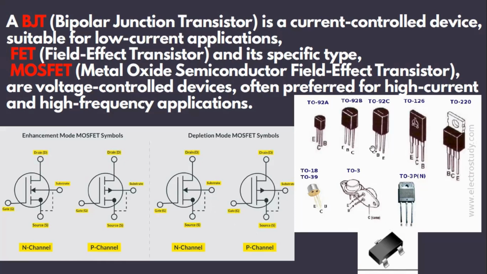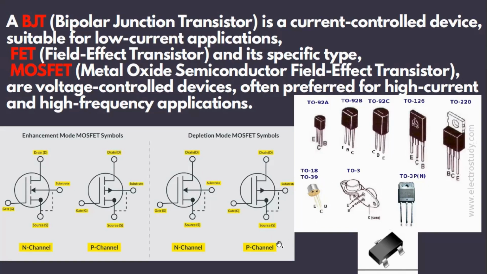One more very important thing on the right-hand side is the packaging of the transistor or MOSFET. Different names are given to different packages. The first, very popular package is TO92. Then you have TO92B, a little bigger, and so on. The next very popular ones are TO220 and TO3, the old type, like the 2N3055 transistor. TO18 and TO39 are also used nowadays.